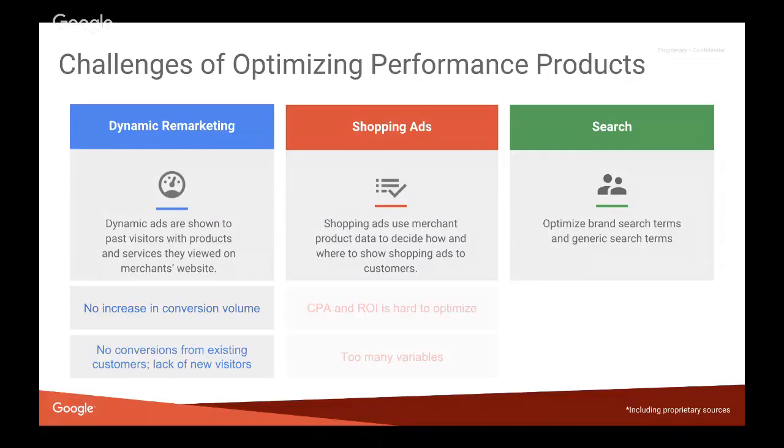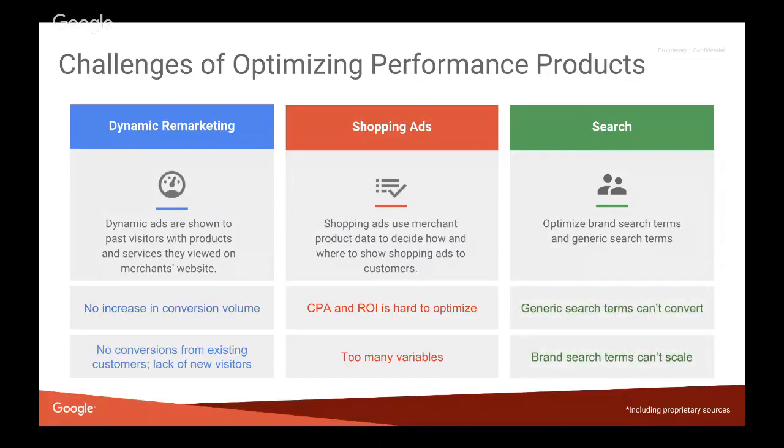For shopping ads, definitely, shopping ads are very complicated, and it's always very difficult to optimize on CPA or ROI. And as we just saw, there are too many variables to look at when it comes to optimizing a campaign, including day part, click-through rate, conversion rate, creative, audiences. There are simply too many factors that you need to consider when you're optimizing a campaign.